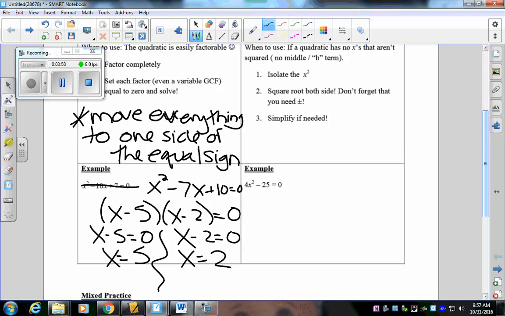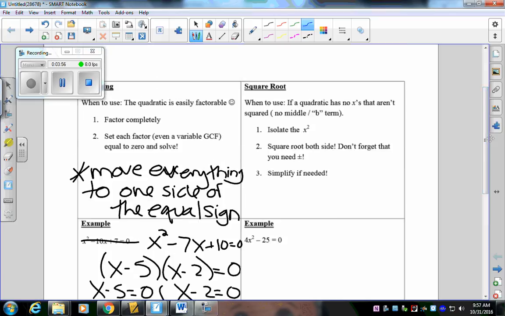All right, the other method we're going to go over today is square rooting. When do you use square rooting? This is a good method to use if there is no middle term. So if the quadratic has no x's that aren't squared, meaning there's no b term in there, no plain old x, okay? You could still use other methods to solve these, but this is an easier one if you recognize that you can use the square root method.